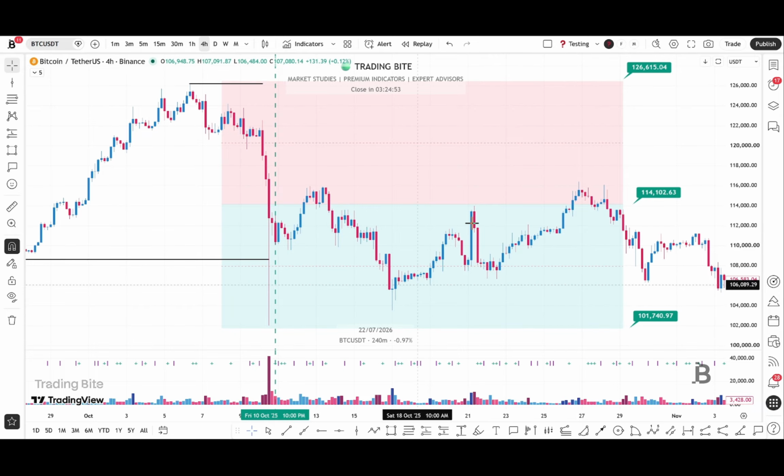Of course, I'm not going to buy at 120,000. I'm not going to sell at 101,000 because the price is already low. So if I sell at 104 and it goes up, it doesn't make any sense. So I will try to sell Bitcoin when it is above the 50%. That is the premium zone. This is the premium zone, and this is the discount zone. We buy from the discount and we sell from the premium.